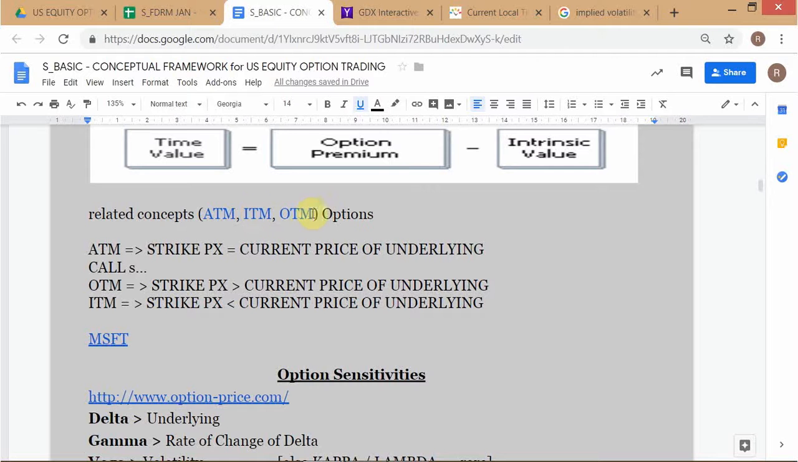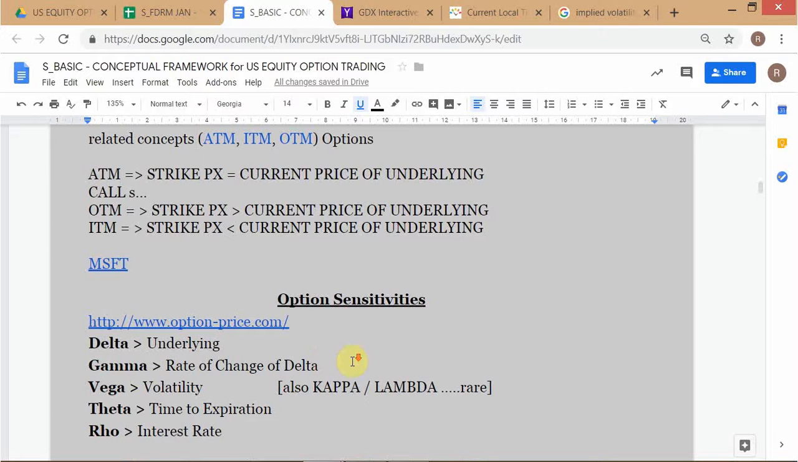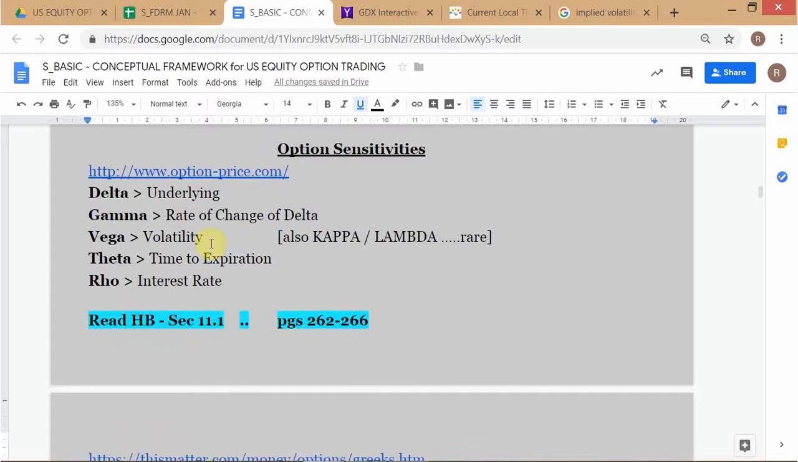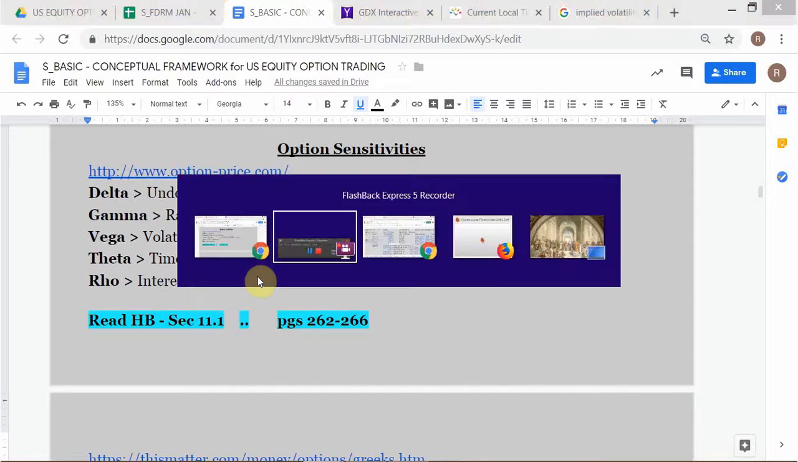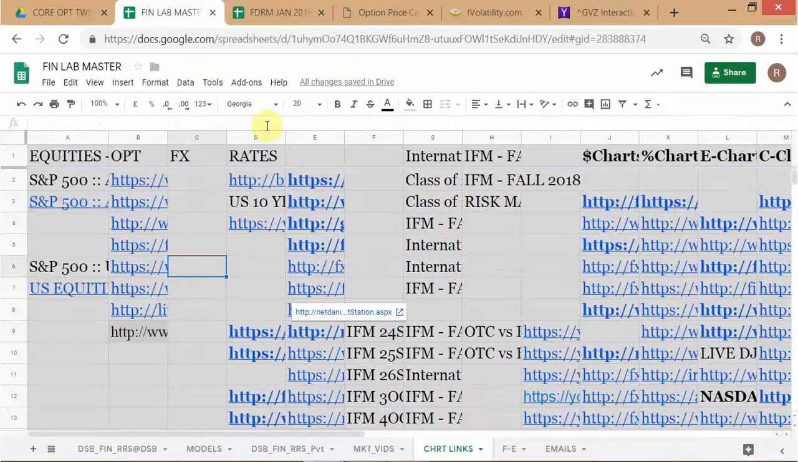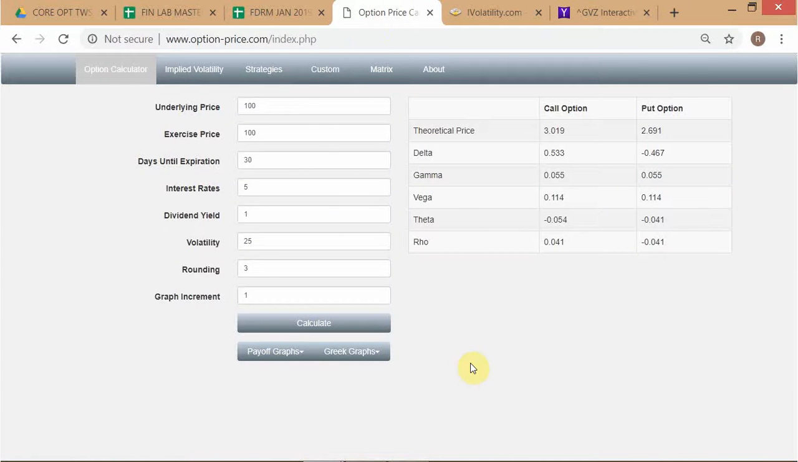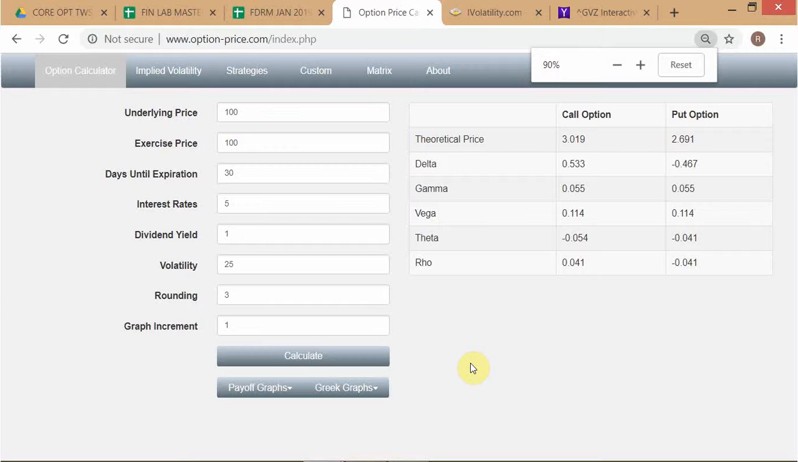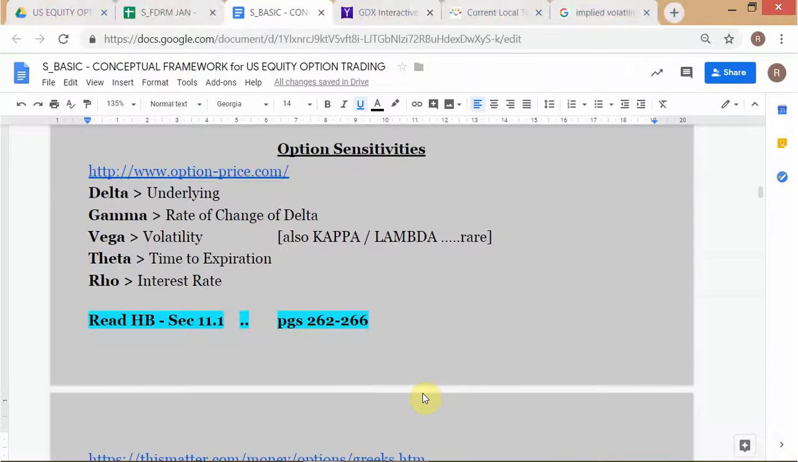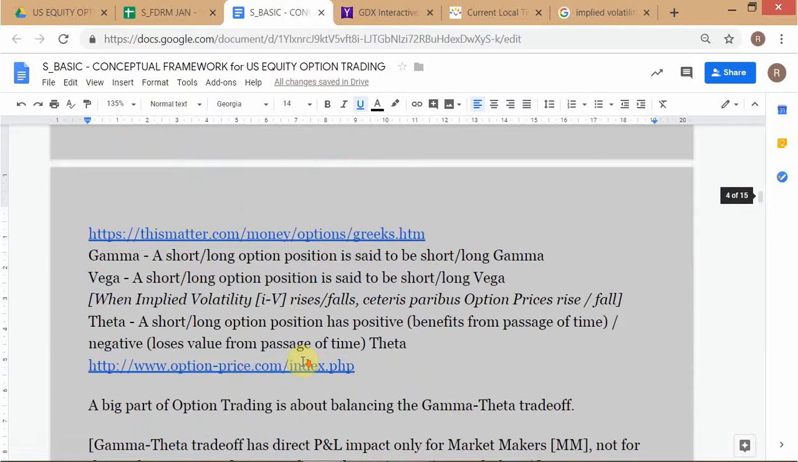Then we learned about ATM, ITM, OTM by defining them based on the relationship between the strike price and the current price of the underlying asset. Then we learned about option sensitivities when we looked at an option pricing model such as this one. We see that the model not only provides a theoretical price for the call option, and then through put-call parity a price for the put option, it also gives you the option sensitivities: delta, gamma, vega, theta, rho. So we've already covered all this stuff.